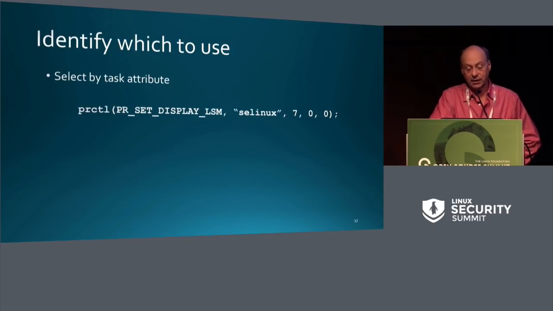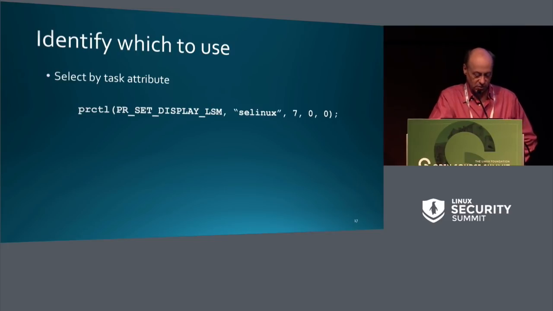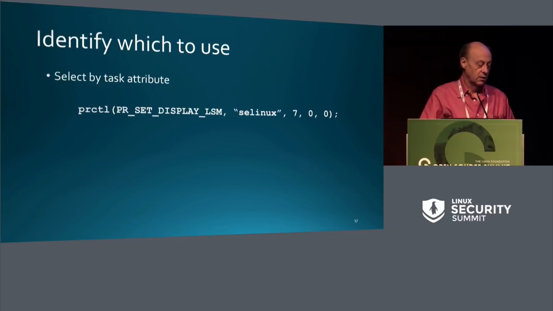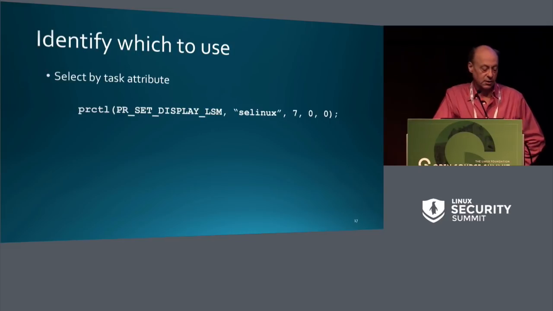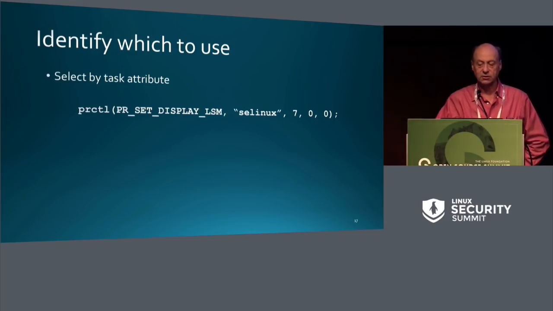Now, if you want to do something like SO_PEERSEC or any of the other mechanisms that are available for getting information about the security label of an entity, you have to have a mechanism for determining which one of these you're going to get. By default, you're going to get the first one in the security module list, which today is SELinux. But if you want to explicitly say which one you want, we have to add a PR control to say, when I call SO_PEERSEC, give me the one for SELinux in this example.